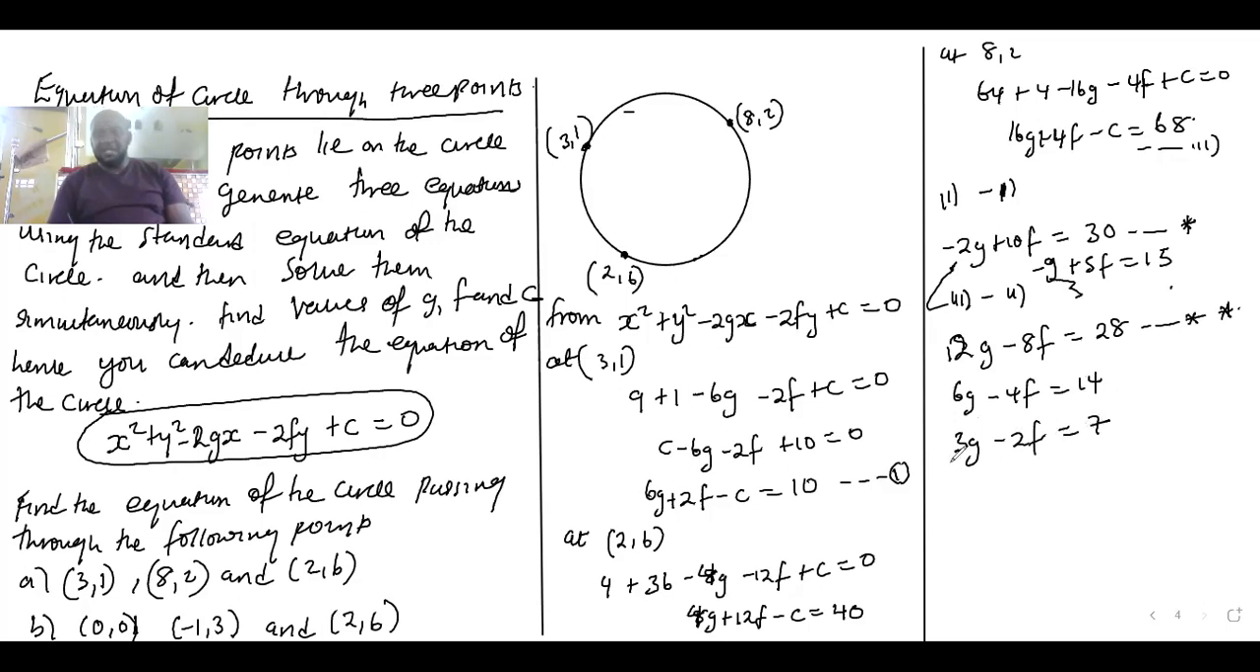I can make G the subject from this upper one, and I say thrice into negative 15 plus 5F minus 2F is 7. Negative 45 plus 15F minus 2F is 7. 13F is going to be equal to 52. F is what? 4.